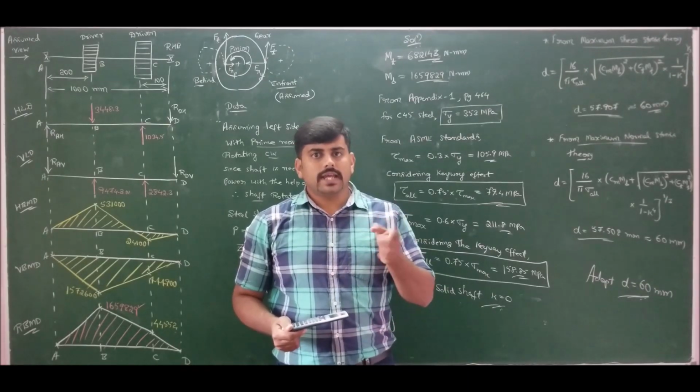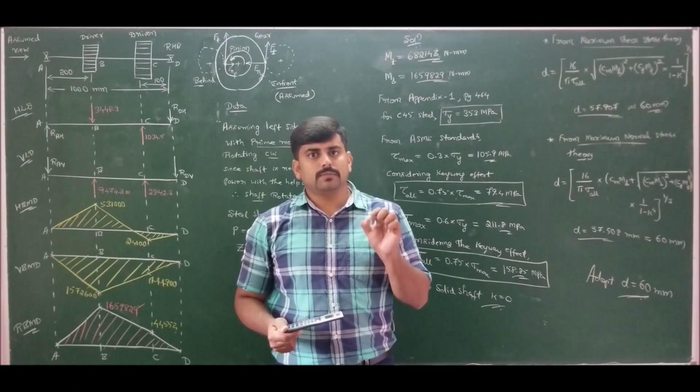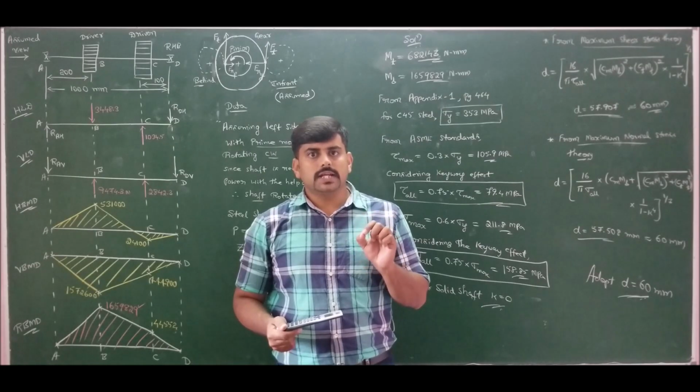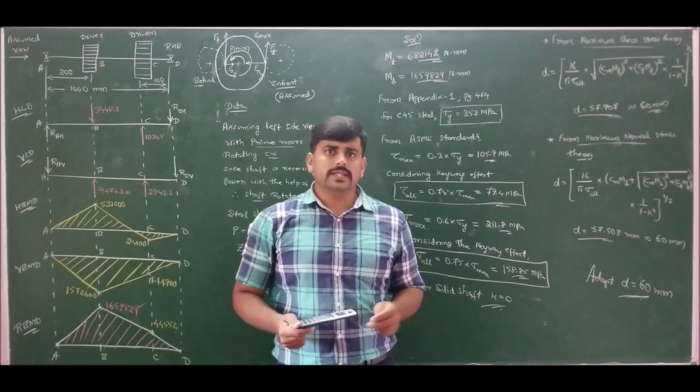If you have a gear, again for a gear you have three equations. Mt is equal to 9.55 into 10 to the power of 6 into P by N. Second equation is Mt is equal to Ft into radius of the gear. Third equation is Fr is equal to Ft tan phi. Find the forces, find the bending moment, find the diameter.